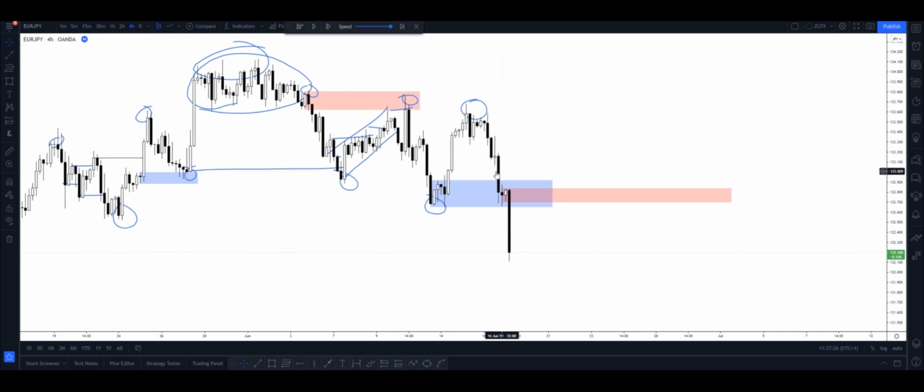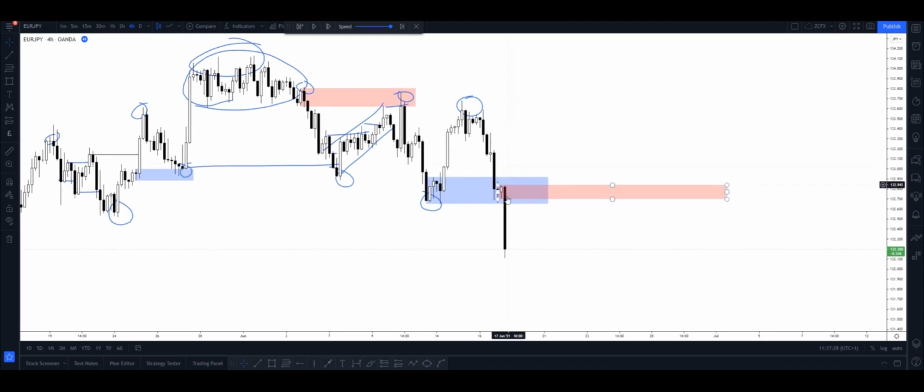There is an imbalance here which price could tap into later on, but when you compare and measure the moves, this is where the real selling happened, because there are 2 candles here and there's only 1 candle there.